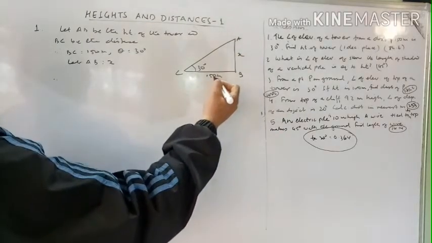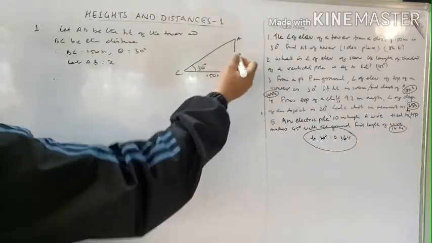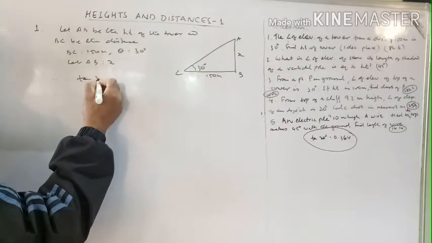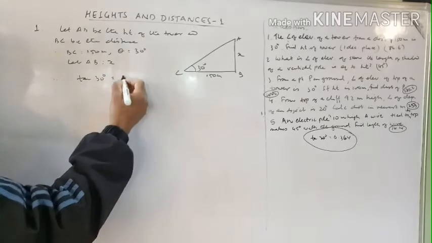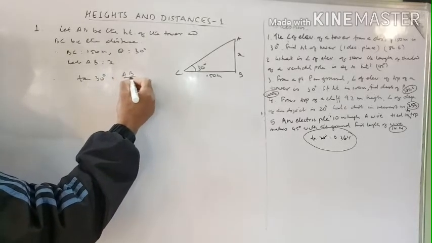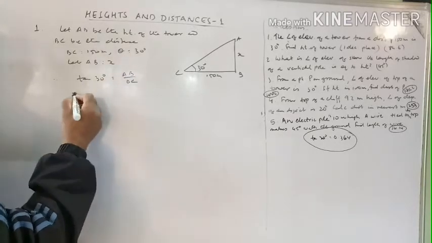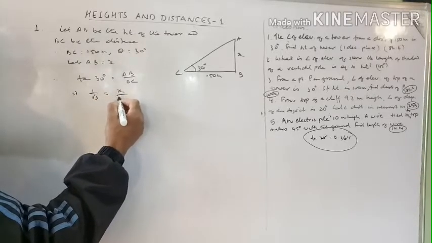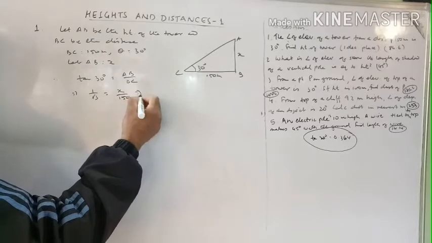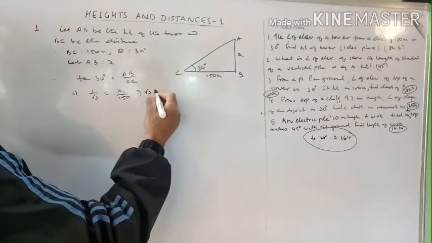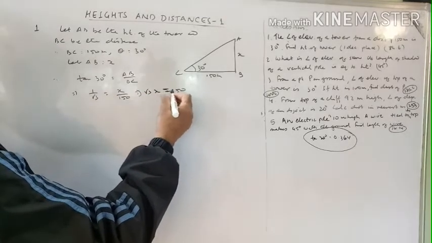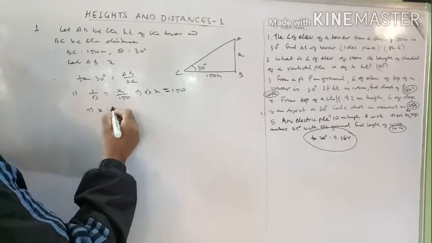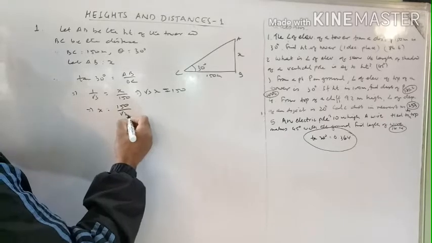So P you have to find, B is given. So the ratio involving P and B is what? Tan. So you take tan 30 degree equal to AB by BC. Tan 30 is 1 by root 3, equal to AB is x and BC is 150 given. So if you cross multiply, root 3 x equal to 150, because root 3 into x is 150. This gives you x equal to 150 by root 3.